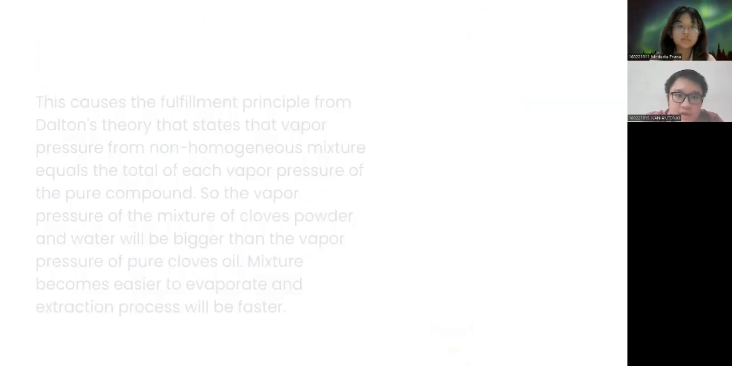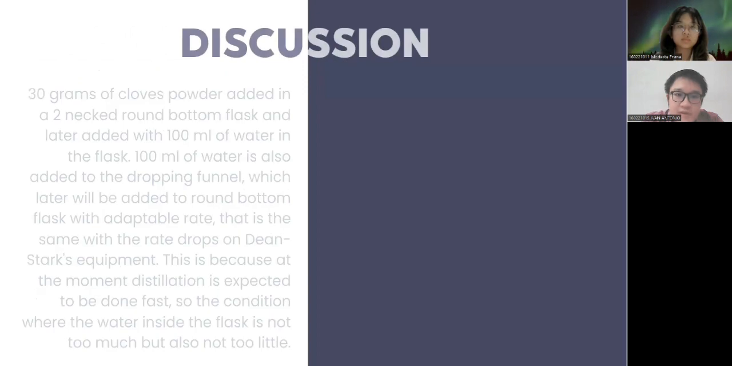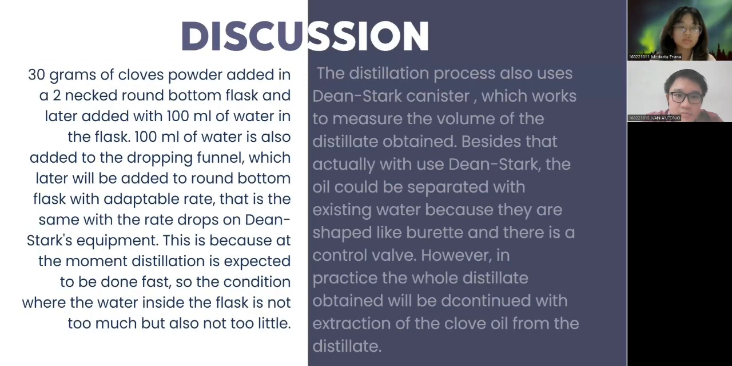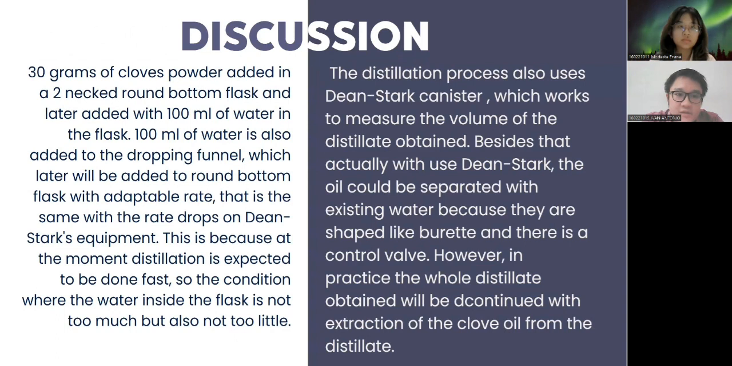In this experiment, 30 grams of clove powder was added into a 2-neck round bottom flask and later added with 100 milliliters of water. 100 milliliters of water is also added to the dropping funnel, which later will be added to the round bottom flask at an adjustable rate that can be changed and equalized with the rate of drops in the distillation equipment.